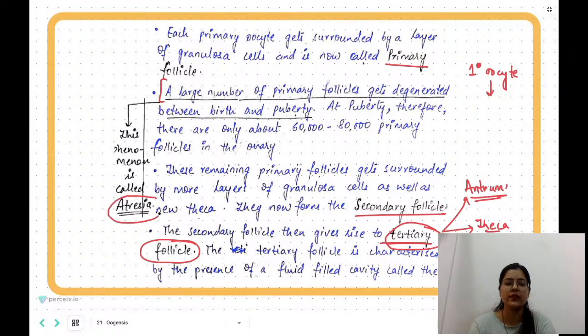So atresia is one such phenomenon, in which, as I already told you, many follicles get generated, but all those follicles are not actually required. They get degenerated between birth and puberty. So this process is ultimately called atresia, and at the end we are left with only 60 to 80,000 primary follicles in the ovary. So this is the case.